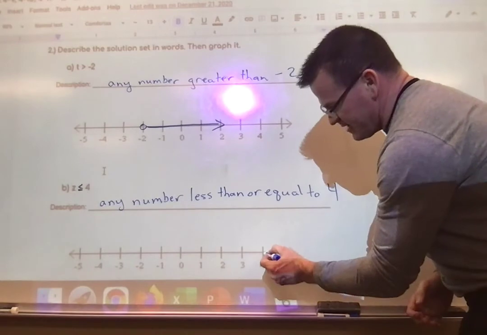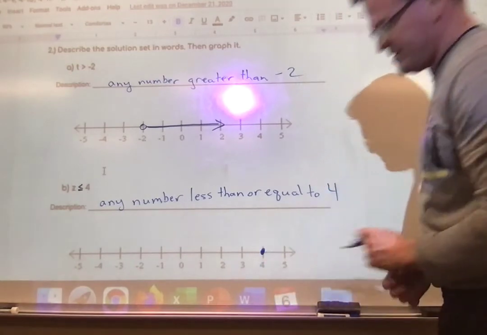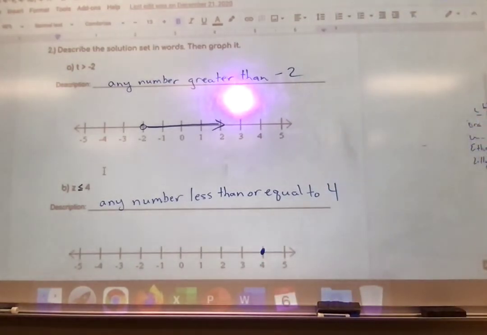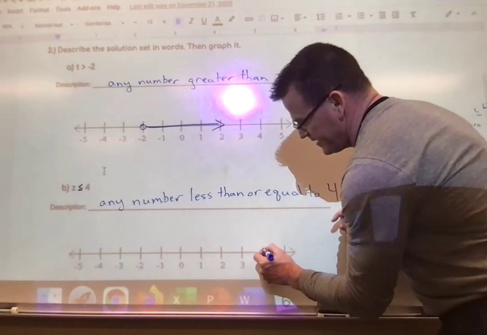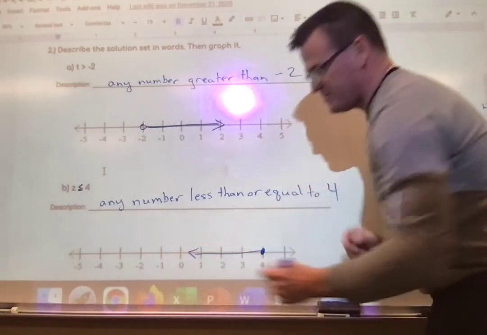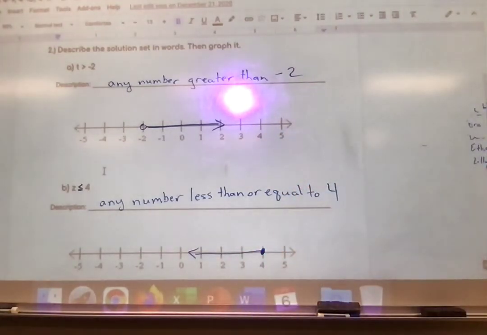So when I go to my graph, I put a dot on the 4, and I know any number less than or equal to 4 works, so we put our arrow that way. All of those answers, infinite answers, would make this true for z.